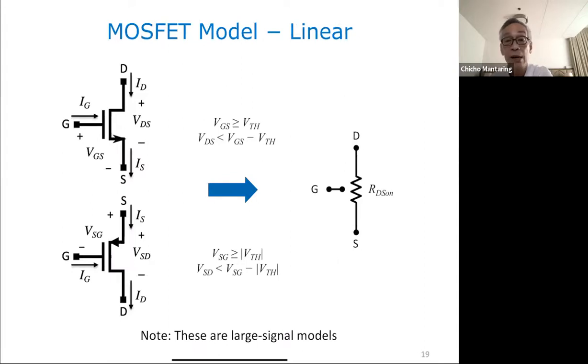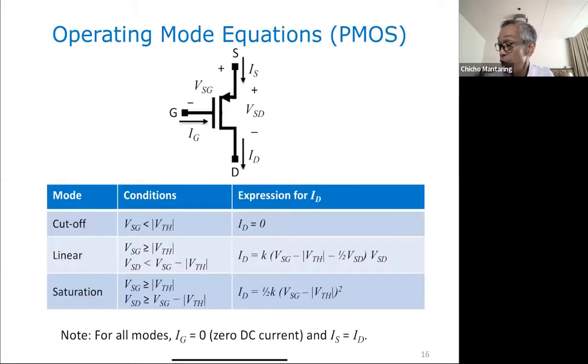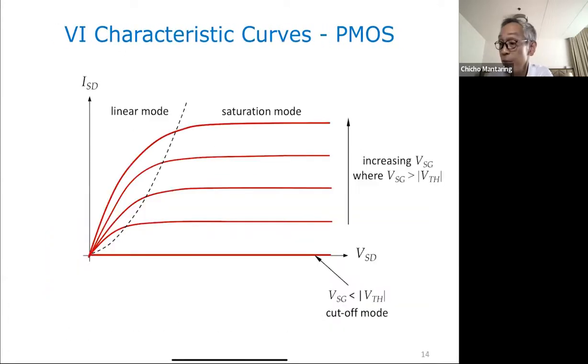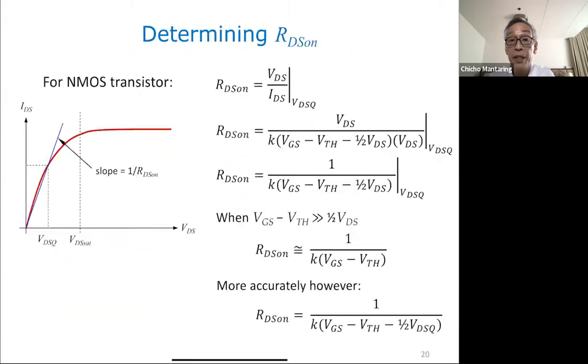In linear mode, you can compute for ID from VDS and VGS. So if you know VDS and VGS, you can compute for ID using this equation. But if we were to model the MOS in linear mode, the closest we can get to a model would be a resistor. That's by virtue of the characteristic curves. So we're here, and your current is increasing with voltage. That can be modeled by a resistor.